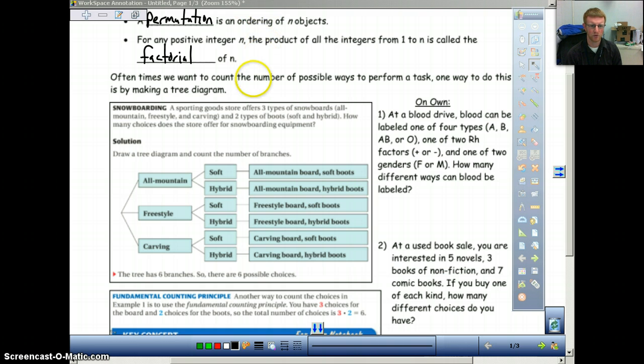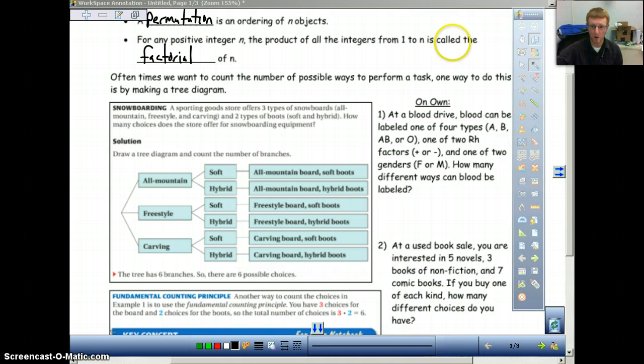So we have 3 types of snowboards, 2 types of boots, and basically what happens is you can take a tree diagram and say, okay, we want the all-mountain snowboard, and then that can be paired with a soft or hybrid type of boot. Then we go to freestyle, which offers 2. Carving offers 2. So when you count everything, we have 1, 2, 3, 4, 5, 6. So we have 6 possible combinations is what we call it.